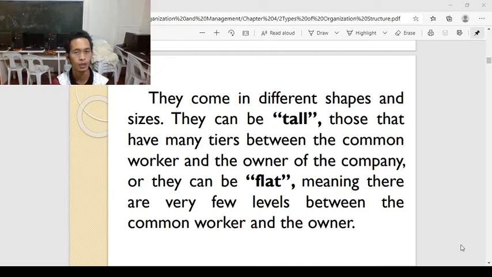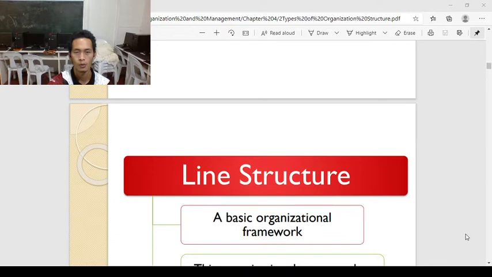They can be tall, those that have many tiers between the common worker and the owner of the company, and they can be flat, meaning there are very few levels between the common worker and the owner.